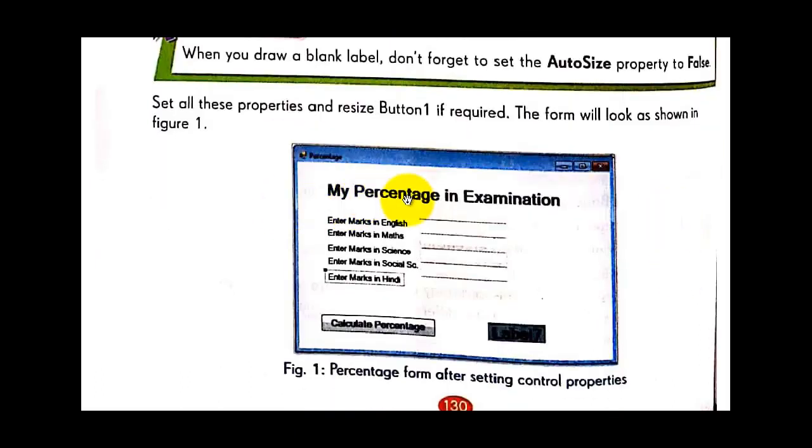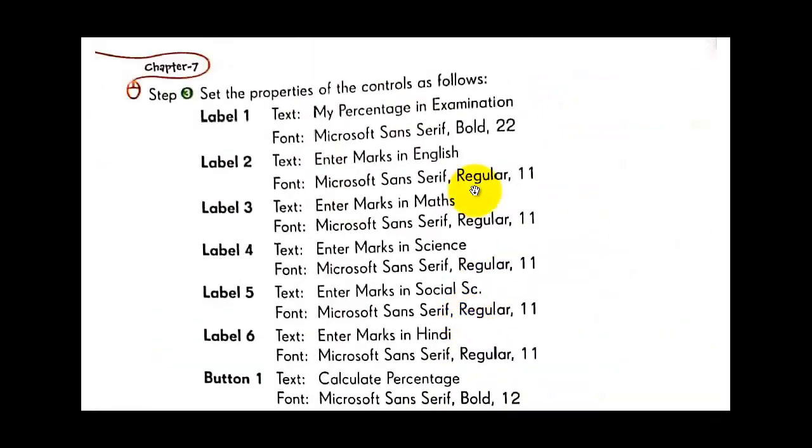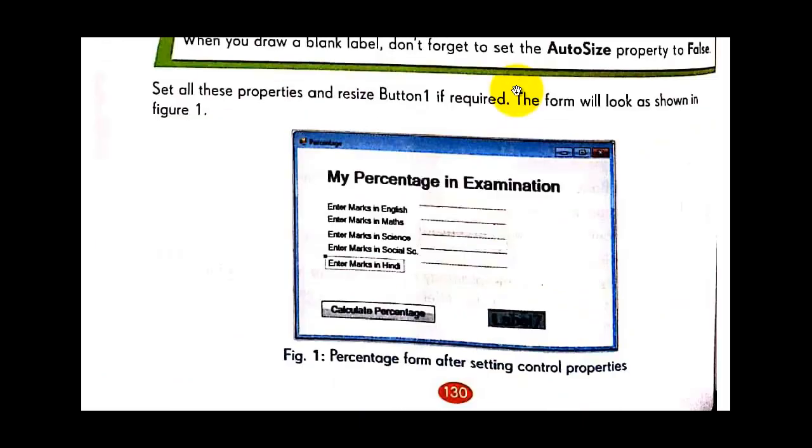Now look here, My Percentage in Marks, we made the font size 22 before. You can see here 22, make it bold. All the font faces are the same, Microsoft Sans Serif, but for My Percentage in Marks in label 1, we make the font size 22 and make the text bold. So it comes like this, a little bigger. And this is font 11, 11, 11, 11. All these are 11 for all 5 different subjects. And we make the text regular also.